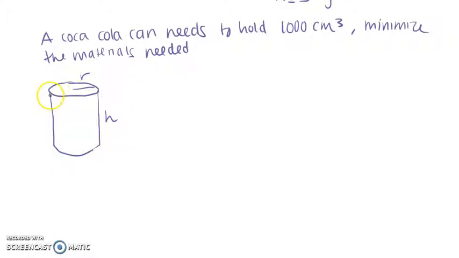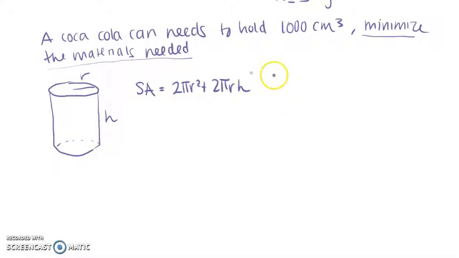Now, this is our Coca-Cola can. And our second step is to figure out what we're trying to minimize or what we're trying to maximize. So we're trying to figure out the equation that we need to find the minimum or the maximum on. And you can see here in the wording, minimize the materials needed. So we have to find the minimum on the surface area equation. So our surface area equation is equal to 2 pi r squared plus 2 pi r h.